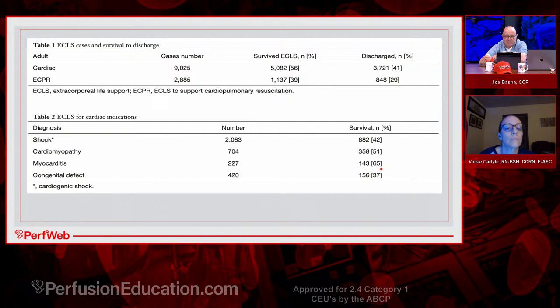And I think we know that. We hear that a lot now, that myocarditis is a very good indication for ECMO, and you have very good survival with that. And if it was a congenital defect, which we're going to see more and more of with these patients who had previous congenital heart surgery now becoming adults, survival was about 37%. So myocarditis was pretty good. Cardiomyopathy, not too bad. Cardiogenic shock, right about where we expect it to be. And congenital defects, 37%. I think the jury is still out on that.